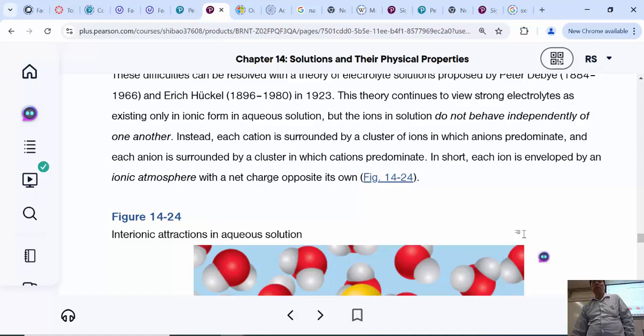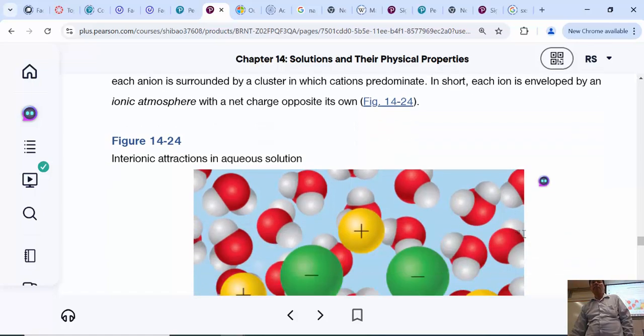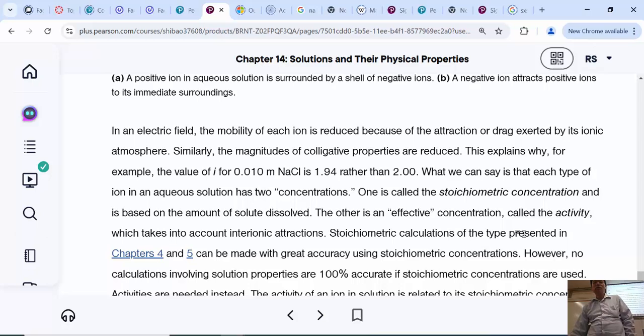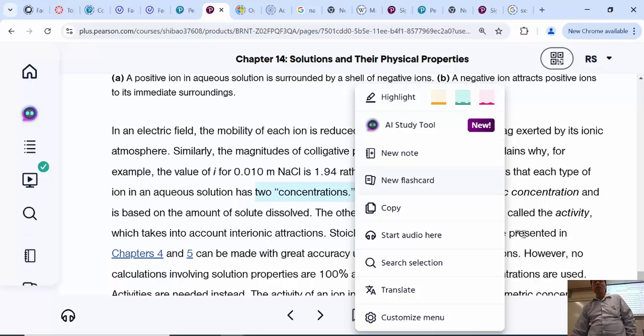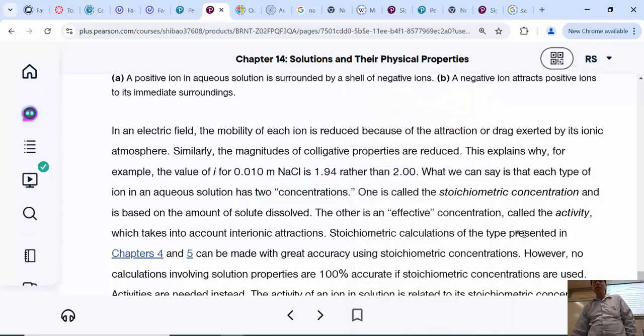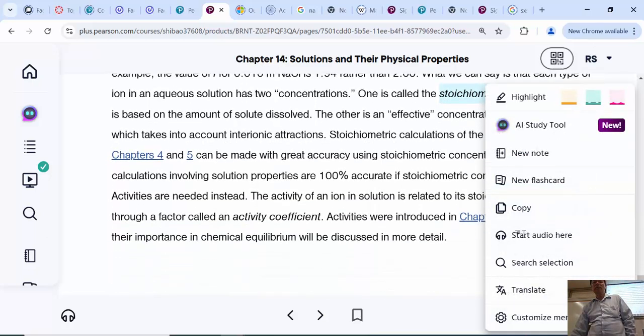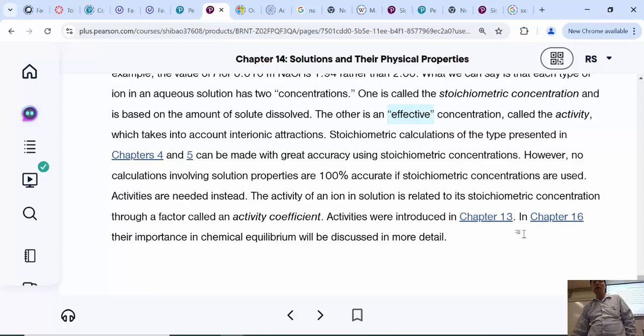And therefore, we have 2 concentrations that we deal with. One concentration is called the stoichiometric concentration. The other concentration is called the effective concentration, or aka the activity.